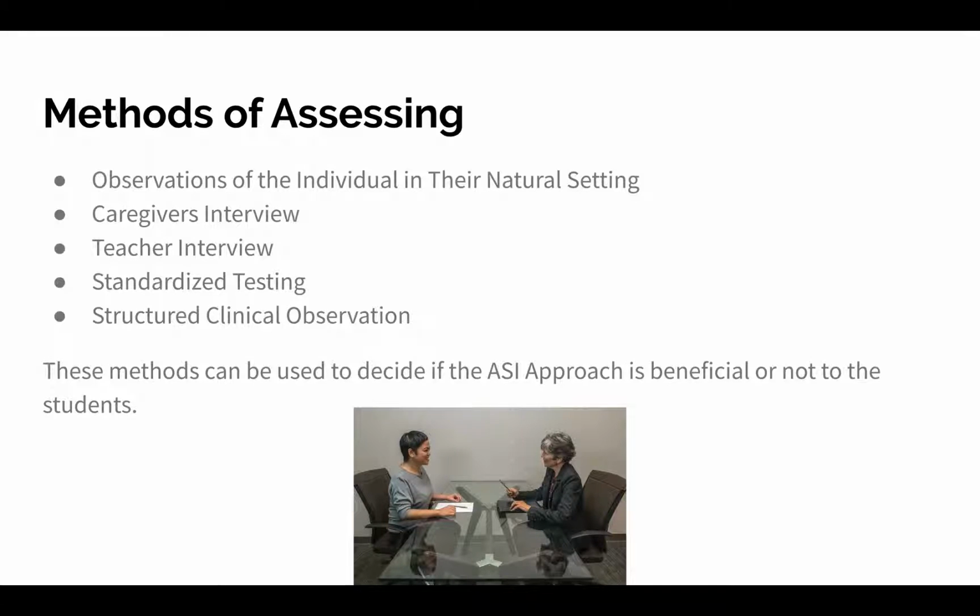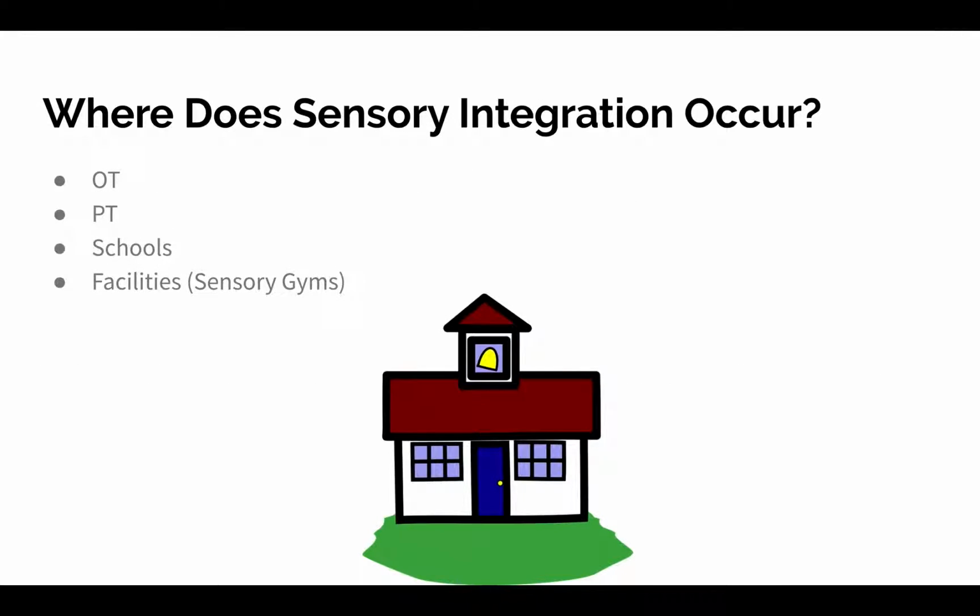Then there's going to be caregiver and teacher interviews to see how the student is actually acting. Standardized testing is not too popular, but it was noted. And there'll be a structured clinical observation. And this is all used to see if the ASI approach will benefit the student or not. So where does sensory integration occur? It can occur in occupational therapy, physical therapy, schools, and facilities that have sensory gyms for the students or individuals to partake in.